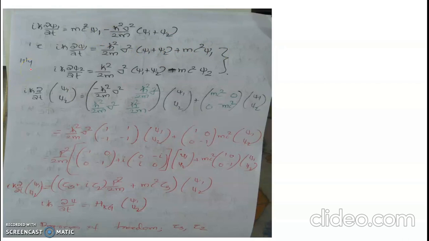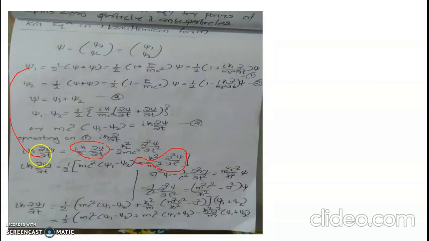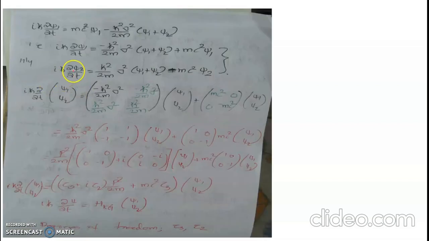Similarly, if you operate iH cross dou by dou t upon this equation, you can obtain an exactly identical equation for psi 2 as iH cross dou psi 2 by dou t equal to, these signs are altered here, h bar square by 2m del square into psi 1 plus psi 2 minus mc square psi 2. So these are the equations of motion satisfied by the two independent solutions of the Klein-Gordon equation corresponding to positive charge density and negative charge density.